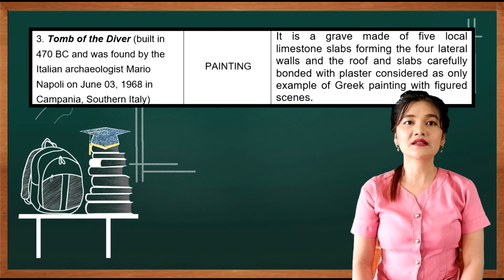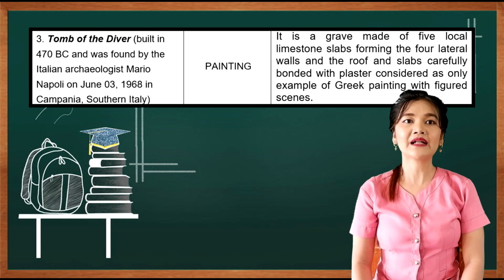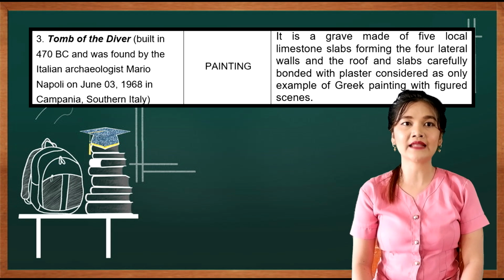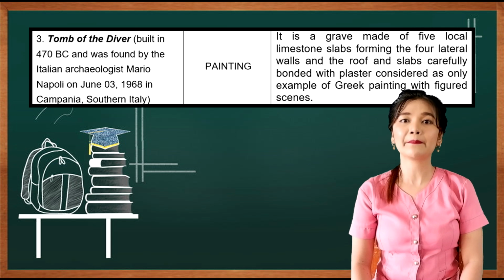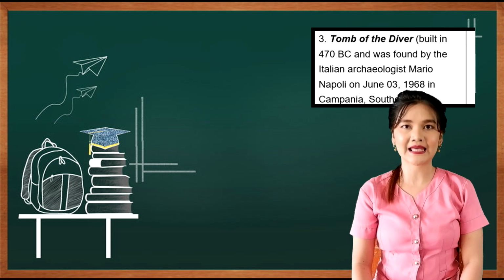Number 3. Tomb of the Diver. Built in 470 BC and found by the Italian archaeologist Mario Napoli on June 3, 1968 in Campania, southern Italy. Art form: painting. It is a grave made of 5 local limestone slabs forming the 4 lateral walls and the roof, with slabs carefully bonded with plaster, considered the only example of Greek painting with figure scenes.